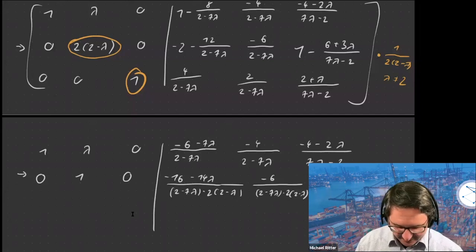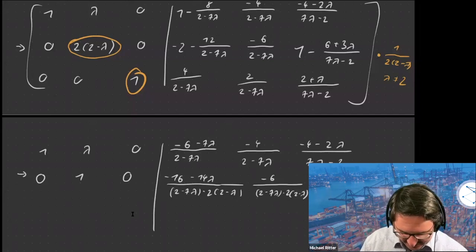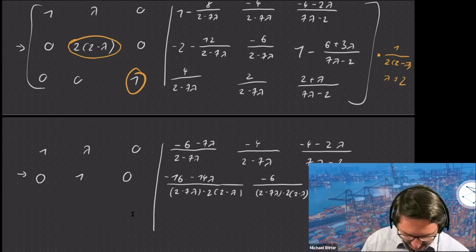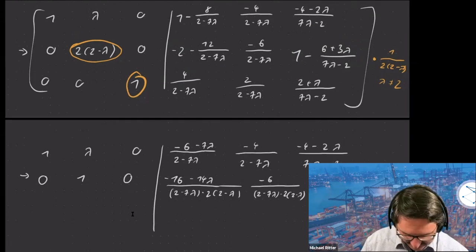And then we get minus 2 minus 6. That's minus 8 over 7 lambda minus 2 times 2 times 2 minus lambda. And let's rewrite that so that I can later recognize the twos and the lambdas properly.